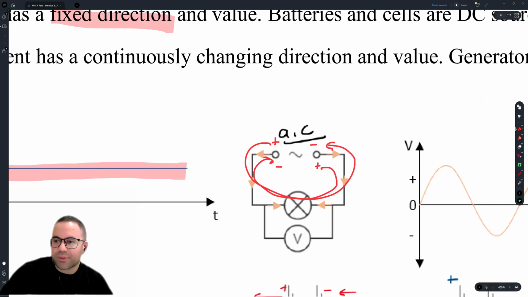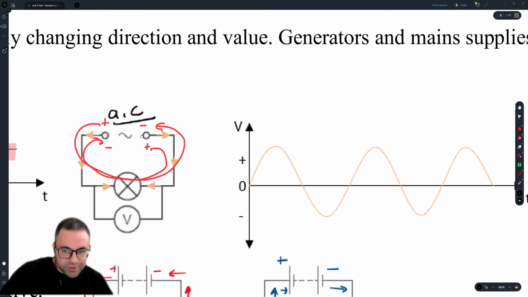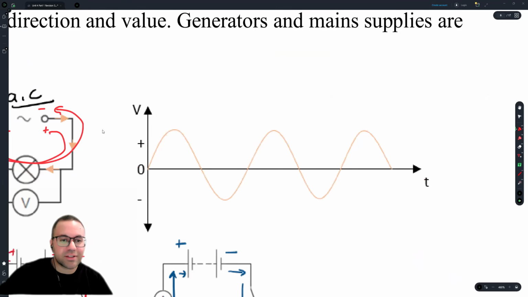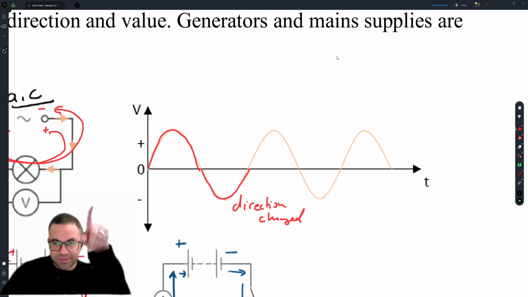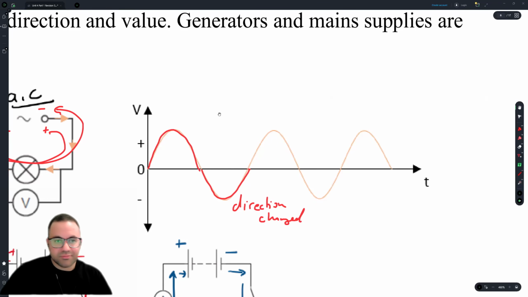Very confusing. If I plot a graph of how the voltage or the current changes over time, it looks like this. Positive, negative. The negative sign simply means that the direction has changed. It's in the opposite direction. It looks like a wave, sine wave. Okay?